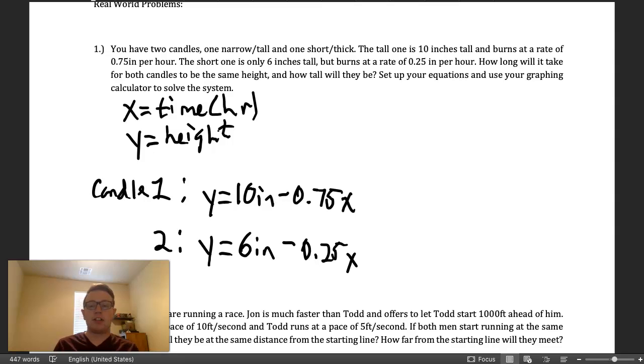So now we want to determine how long it'll take for the candles to be the same height and how tall they will be. So we're going to need to go to our graphing calculators to figure this one out. We'll be back in just a second.